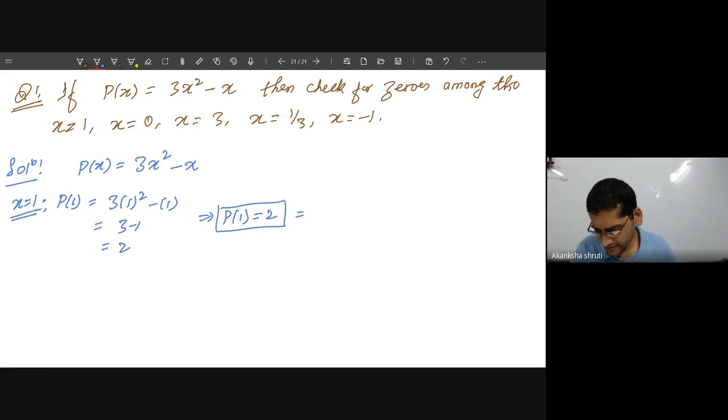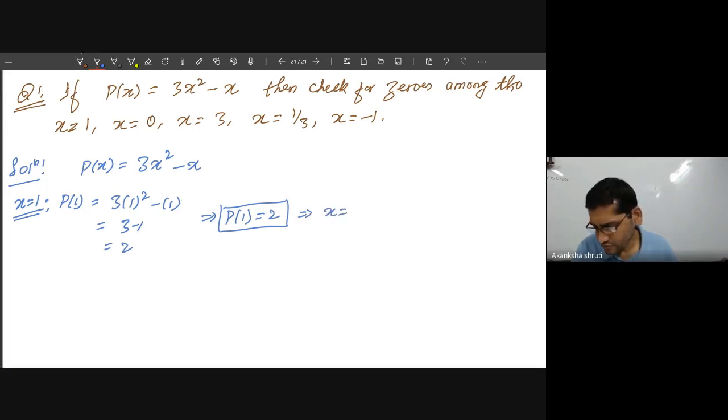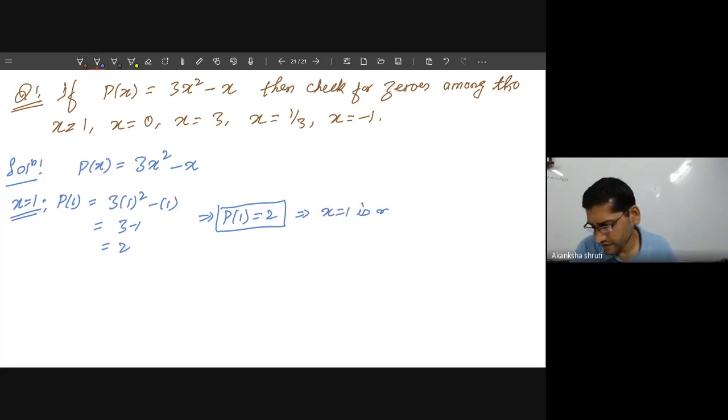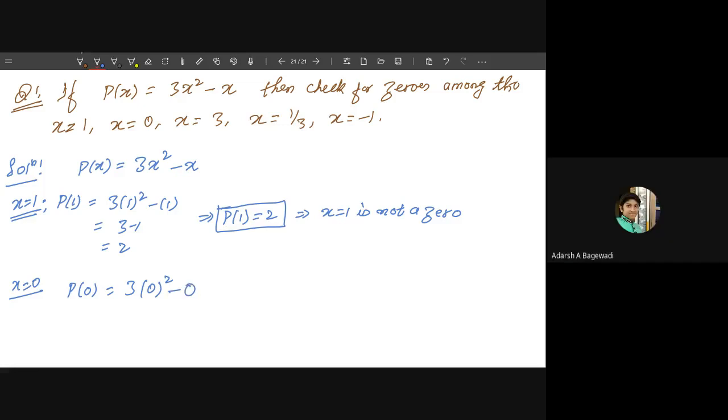So this implies x equals 1 is not a zero. When it becomes 0, if this p of 1 was coming to be 0, then it could be a zero. Now let us take x equals 0. What is the value of p of 0? Students, take it: 3 times 0 squared minus 0.